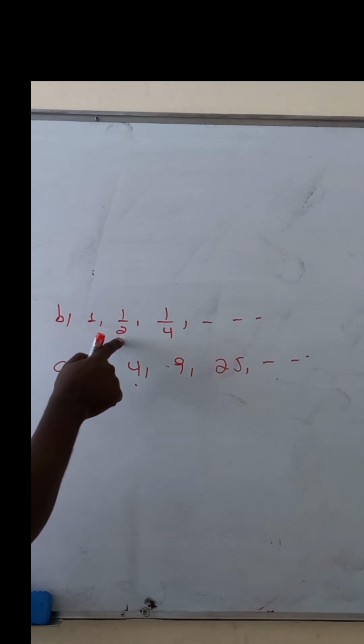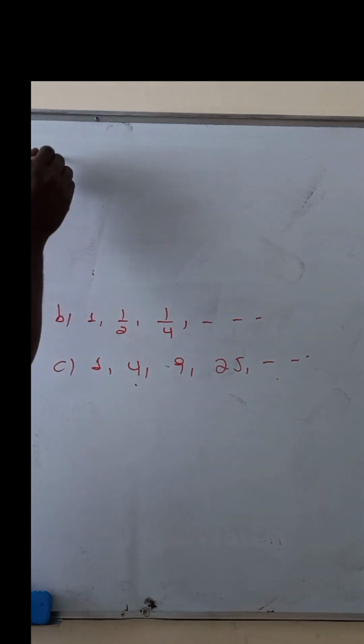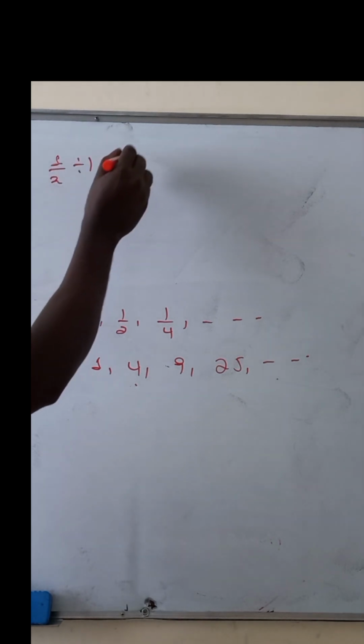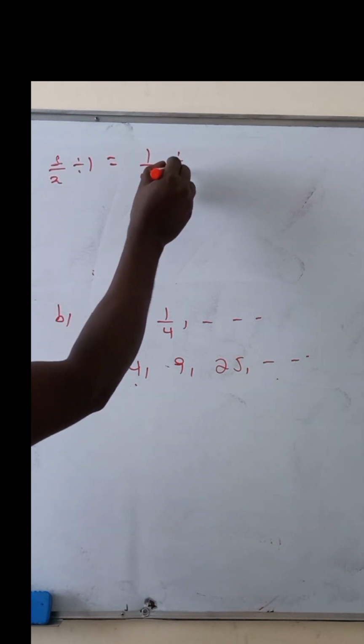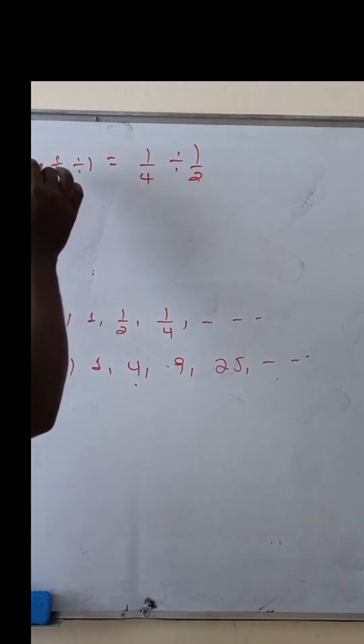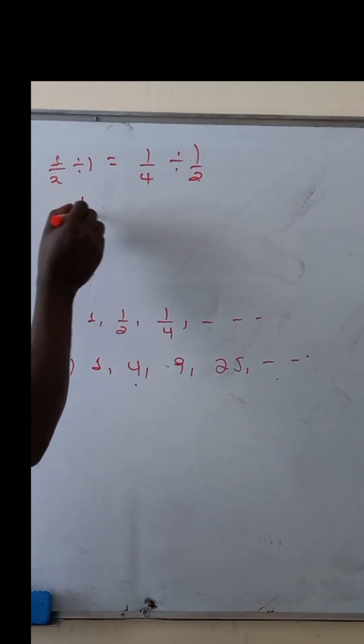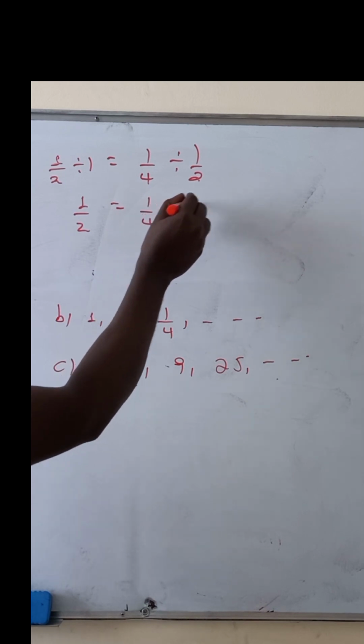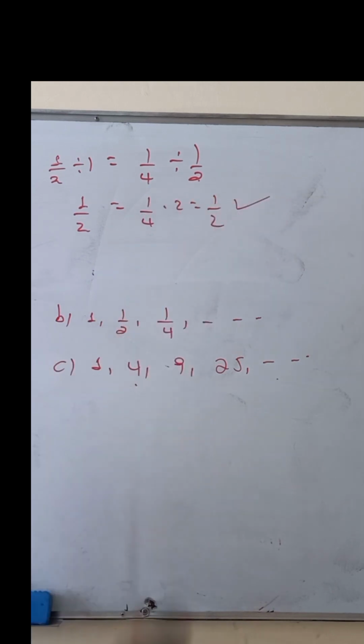Now let's divide. 1 over 2 divided by 1 should be equal to 1 over 4 divided by 1 over 2. Then 1 over 2 divided by 1 is 1 over 2. And 1 over 4 divided by 1 over 2 is 1 over 4 times 2, which is 1 over 2. So it is the same.